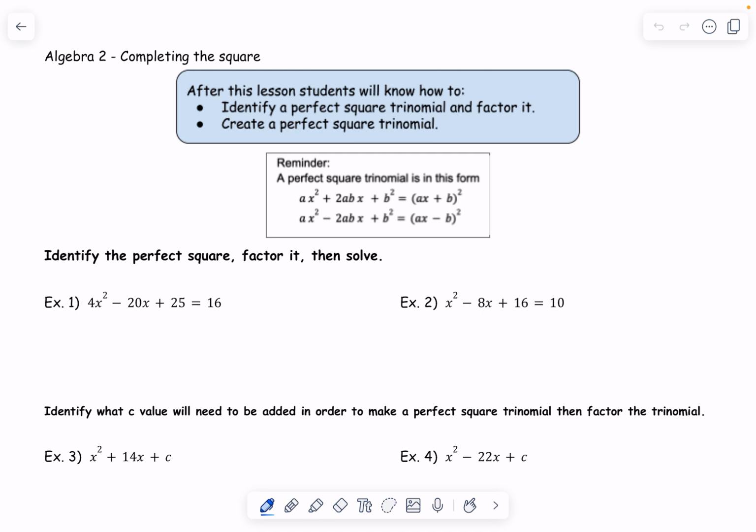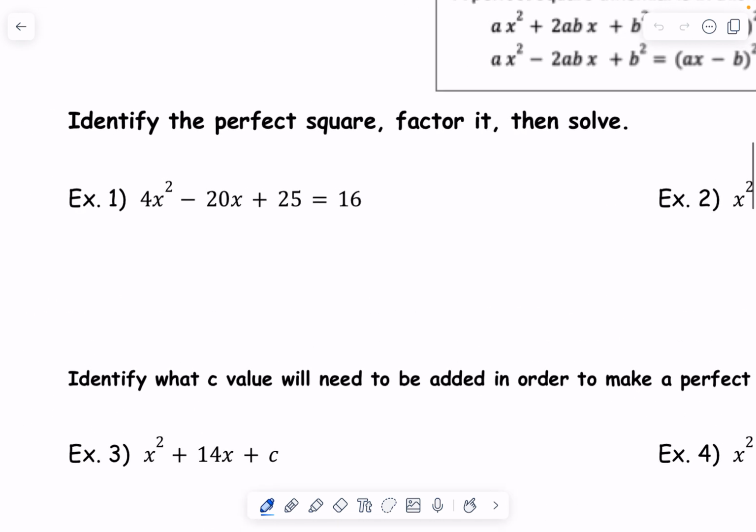So in this lesson, I want you to be able to identify that perfect square trinomial and factor it, and then also create a perfect square trinomial if you don't have one. Okay, let's go to example 1.